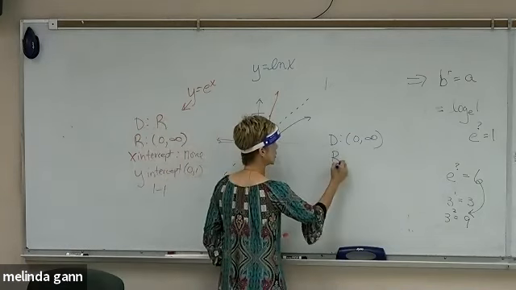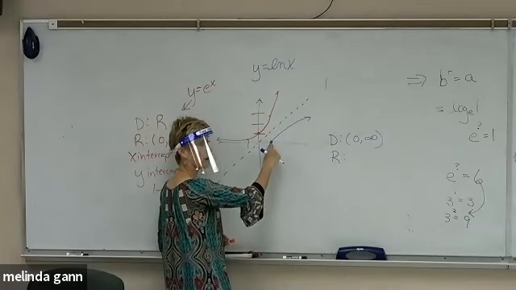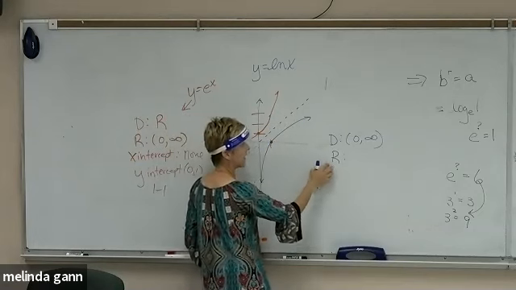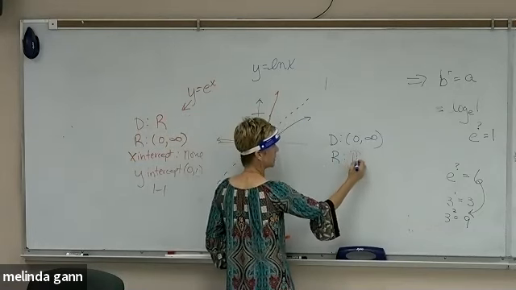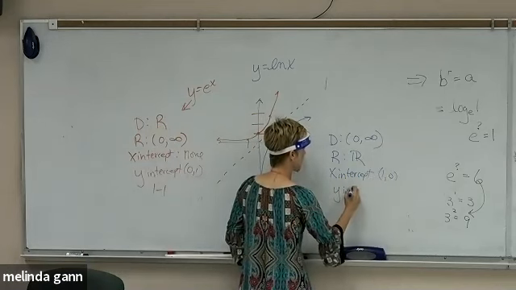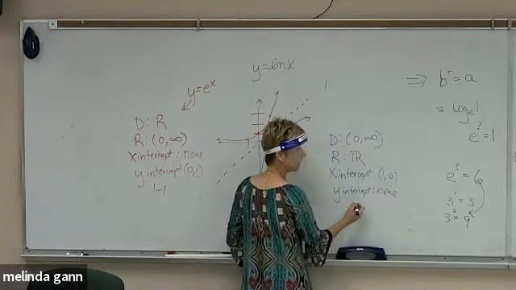What's my range? Look at your y values. Do you have negative y values? Yes. You got a 0 for a y value. You got positive y values. So what's your range on the blue one? All real numbers. All right, on the blue graph, on the log graph, you have an x-intercept. Isn't it 1, 0? What about your y-intercept on that blue graph? I don't have any. Is it 1 to 1?